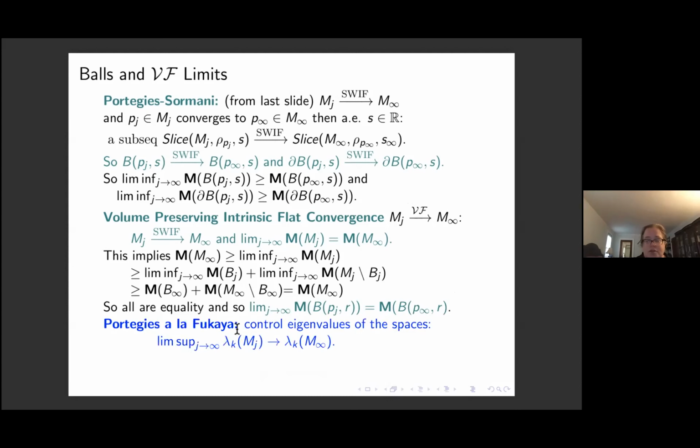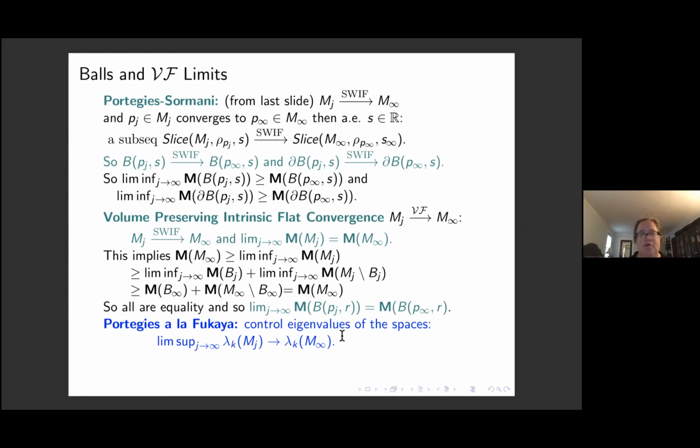Portegies uses techniques of Fukaya to apply this to control eigenvalues of the spaces. So if these are Riemannian manifolds, we have the eigenspectrum of Riemannian manifolds, the eigenvalues of the Laplace-Beltrami operator. It's called the spectrum of the Riemannian manifold. And he shows that the lim sup as j goes to infinity of lambda k converges to lambda k of the limit Riemannian manifold. If they're not Riemannian manifolds, he explains what lambda k is. It's a new notion because integral current spaces did not have a Laplace-Beltrami operator, but he describes what these lambda k's are using the Rayleigh quotient.